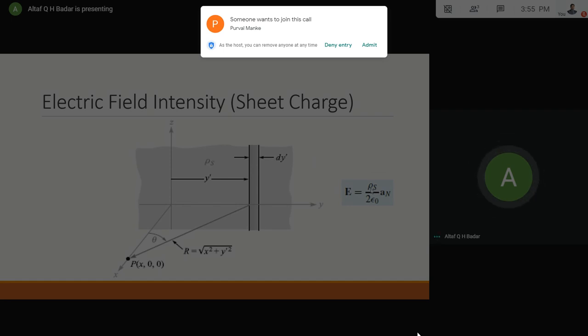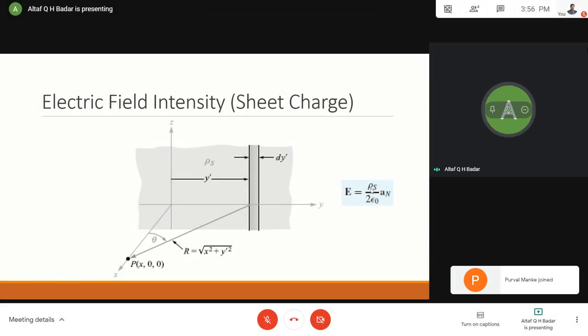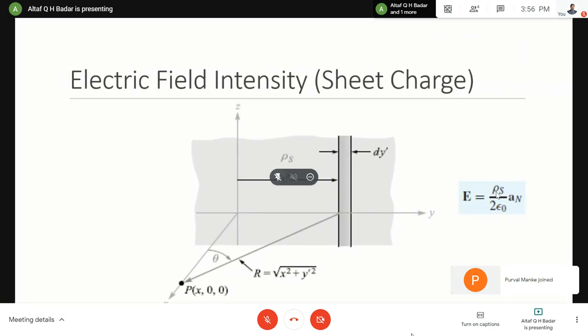And then again we find E because of one line, then we integrate it along the axis in a similar fashion as you do it for line charge. So you take a very small distance dy, then you integrate it from minus infinity to plus infinity. Initially we assume that it is at y dash position. Then there is another thing called azimuthal symmetry here, which will cancel out the rho also. And what we get is E equals rho s by 2 epsilon naught an. So E is the electric field intensity because of the sheet charge. Rho s is the sheet charge density.